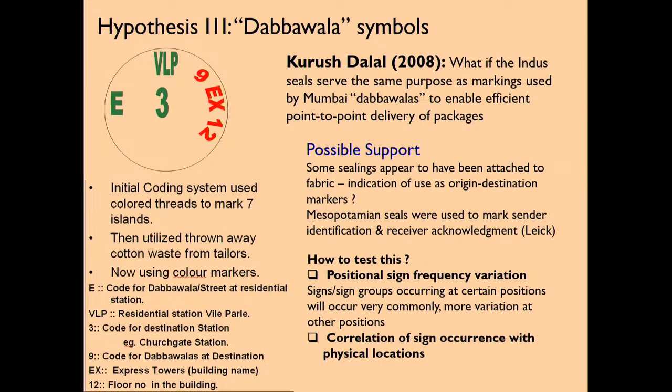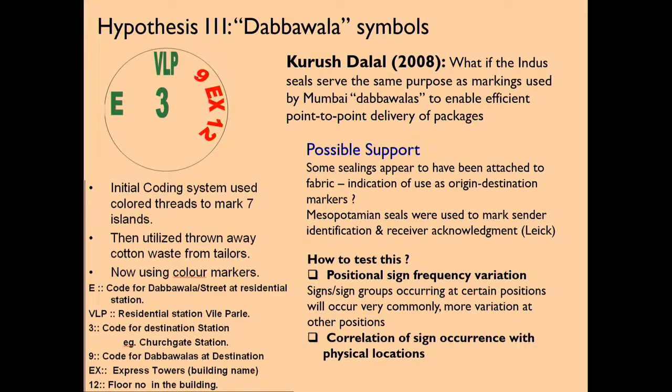Another hypothesis, which I mentioned in yesterday's lecture, is that this could be a symbol similar to the one that Dabbawalas use. So for example, here VLP stands for the residential station Vile Parle, and then this 9 is the code for the Dabbawalas, that's the destination. EX stands for Express Towers. 12 is the floor number of the building, and so on.